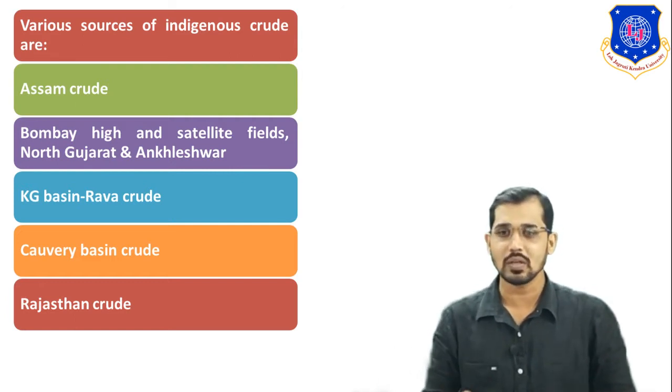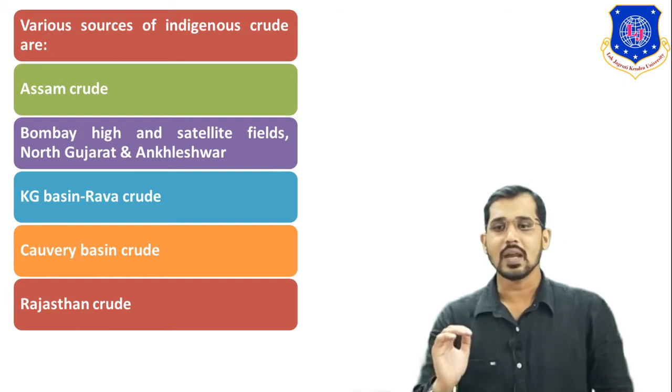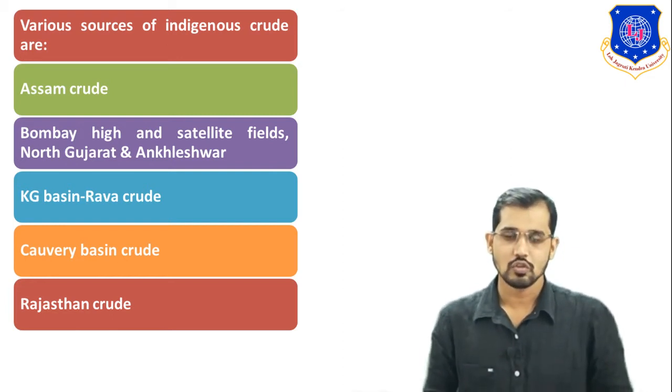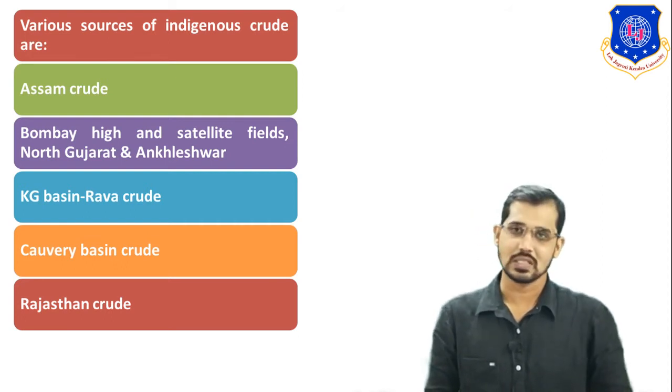First one is Assam crude, followed by Bombay High. After that, North Gujarat and Ankleshwar. After that, KG Basin and Rawa crude. After that, Kaveri and Rajasthan crude. So you should know all these important sources, which are the Indian sources.